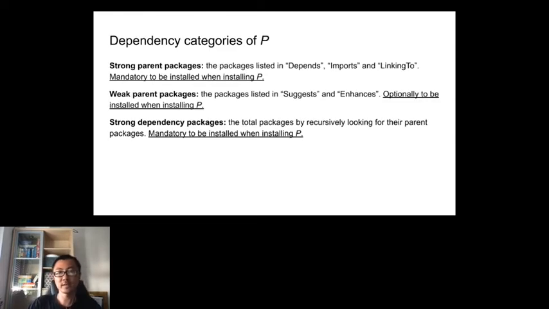Before we go to the definition, we simply describe the different dependency categories of P. The strong parent packages category is the packages listed in the Depends, Imports, and LinkingTo fields of package P. There is also the category of weak parent packages. These are the parent packages listed in the Suggests and Enhances fields of package P. And there is another one called strong dependency packages. They are all the upstream packages which have strong dependency relations to the package. Basically, if you want to install package P, then you need to install all these strong dependency packages before installing your package P.